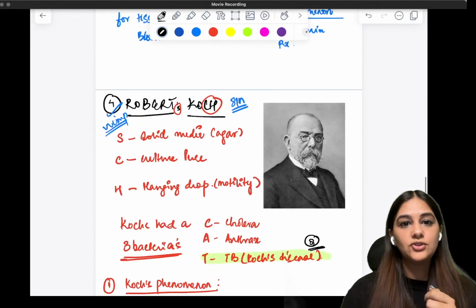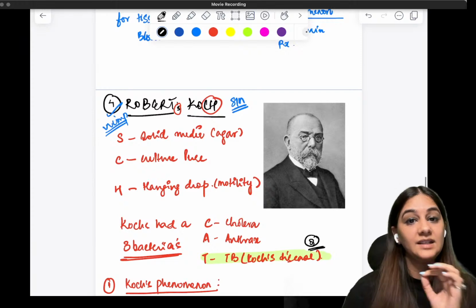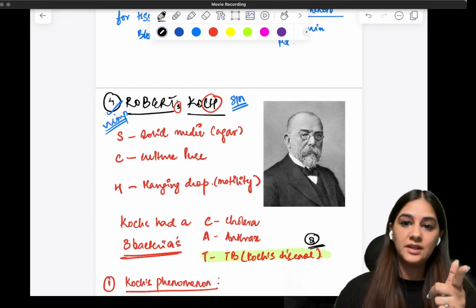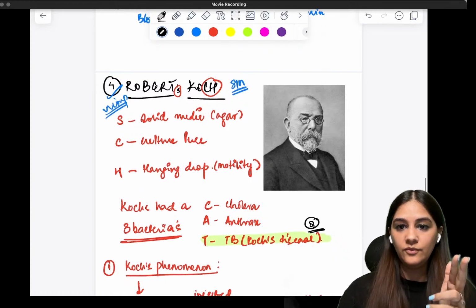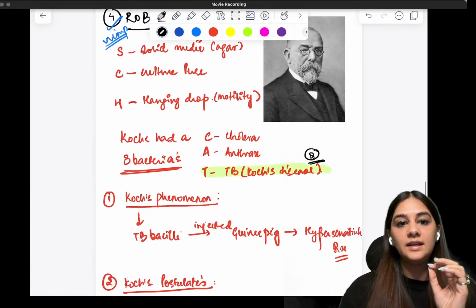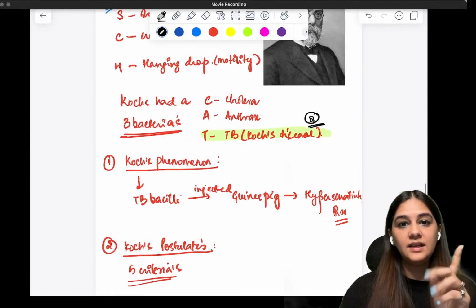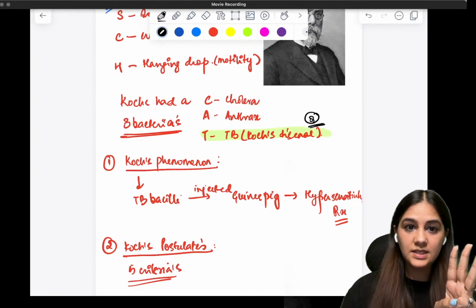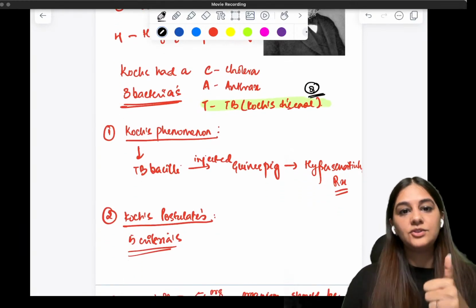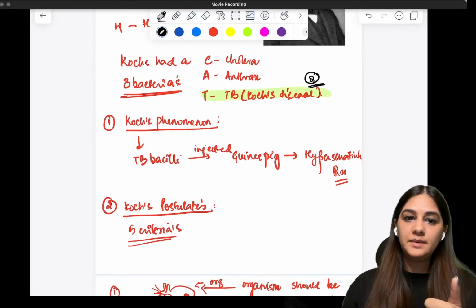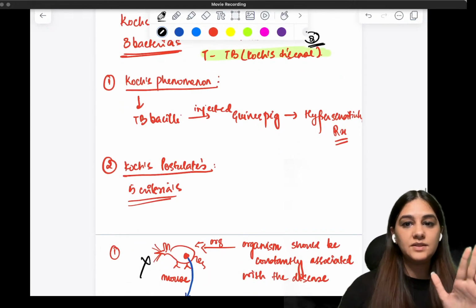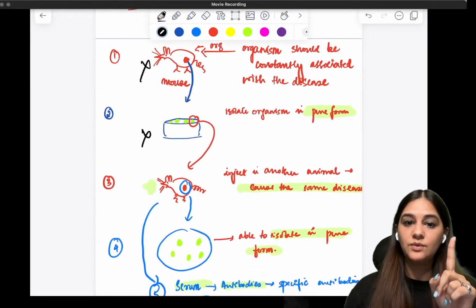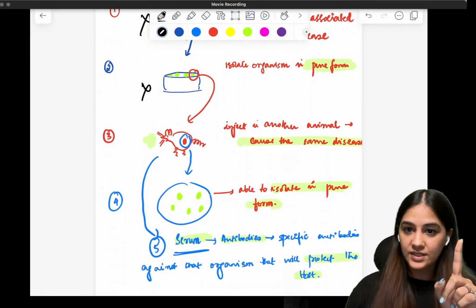Coming to Robert Koch, Robert Koch had a cat, right? S is for the solid media, C for the culture in pure form, and hanging drop, which is your motility. Then he gave us three bacteria, cholera, anthrax, and TB, which is also known as Koch's disease. Koch's phenomenon, which is injecting TB bacilli into a guinea pig, then gave us the five concepts of Koch's postulates, the four, and later the last one was added, which is the antibodies one.